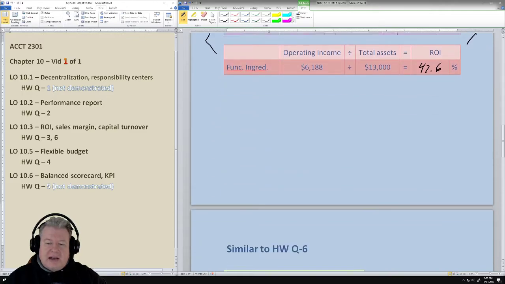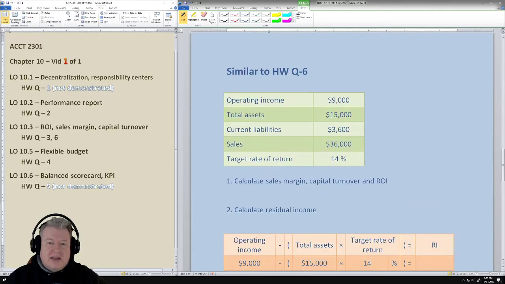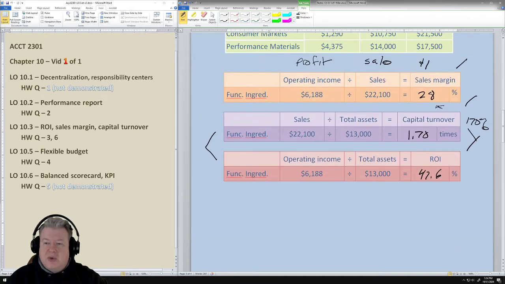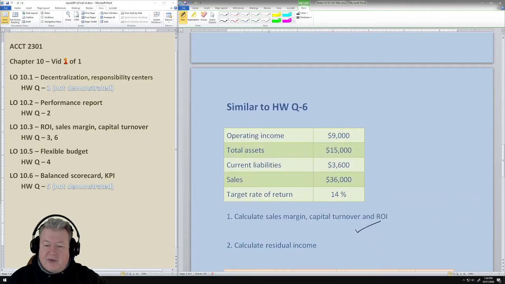So the next question, we're going to jump down to question 6. And in fact, it's almost the same question altogether. And I'm not going to redo those three calculations here because we just did them. They give you the same amount of information, and they ask you to calculate sales margin, capital turnover, and ROI, which are the things we just looked at up here. So you would just use the same equations to calculate that from this.